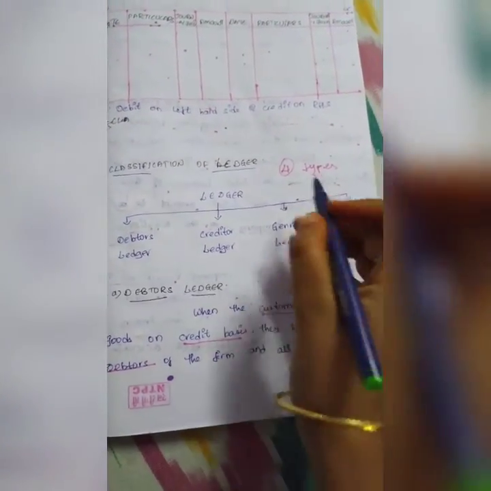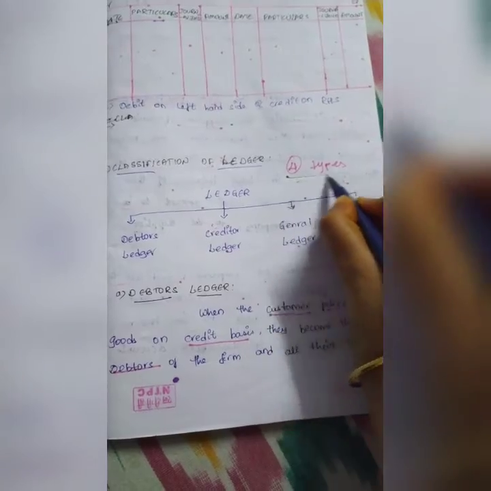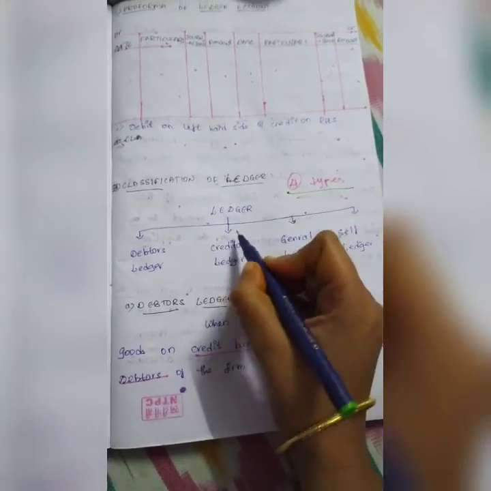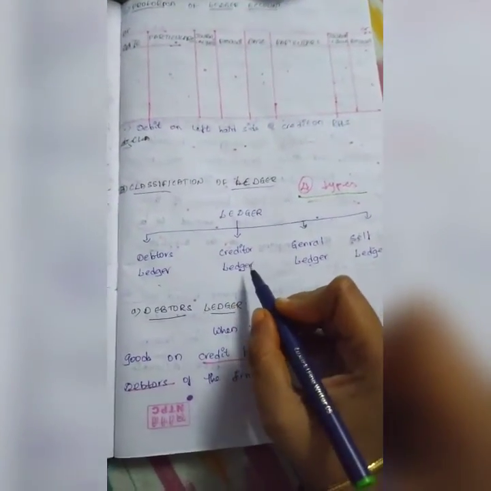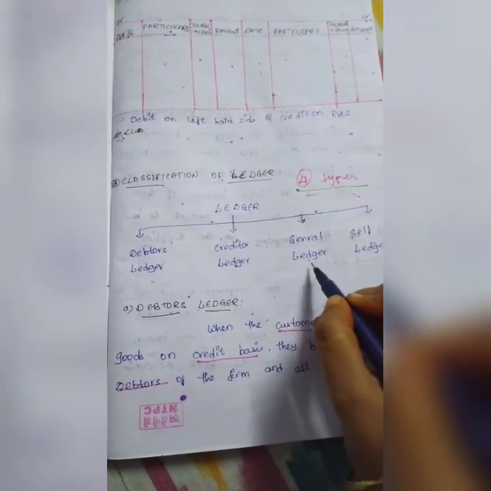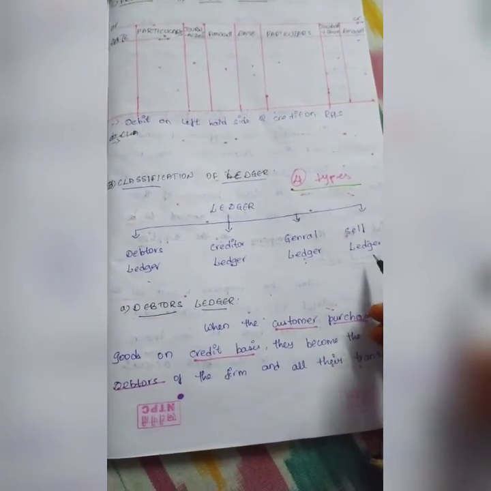Now let us know what is the classification of ledger. Ledger has been classified into 4 types. They are debtors ledger, creditors ledger, journal ledger and self ledger.